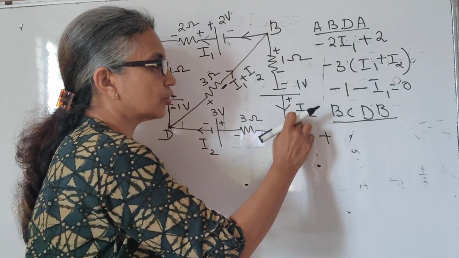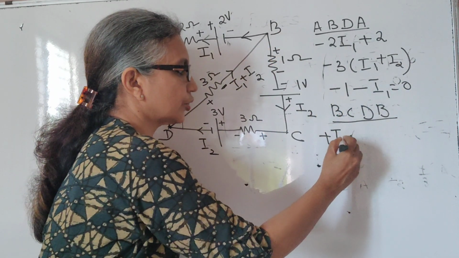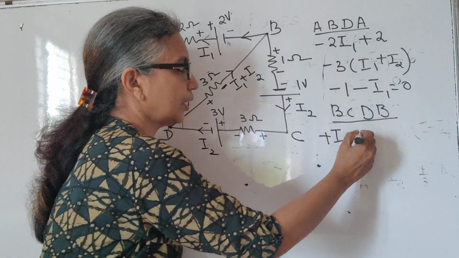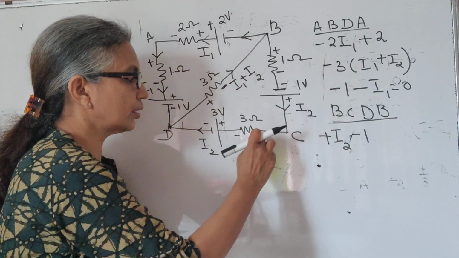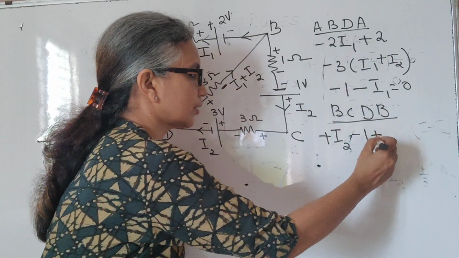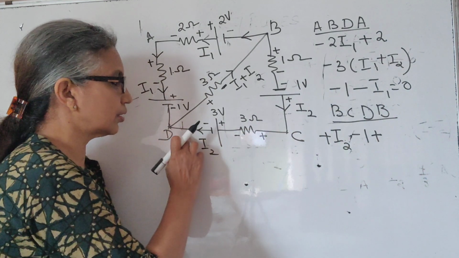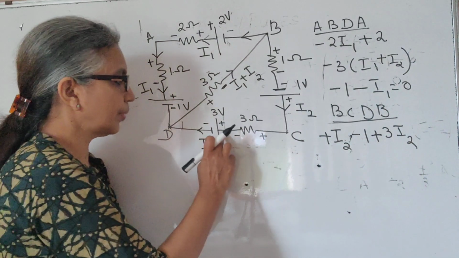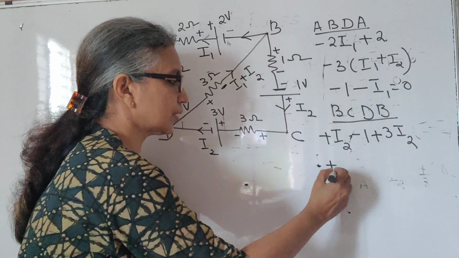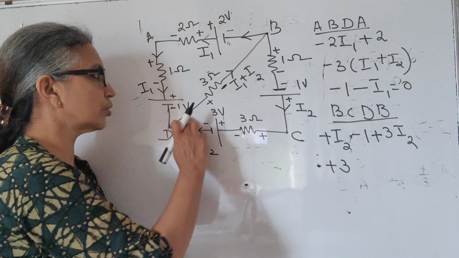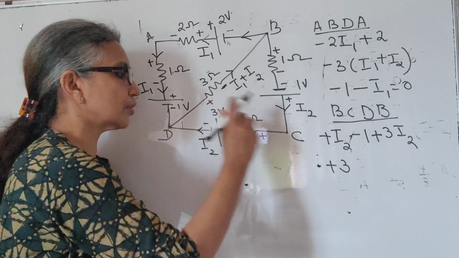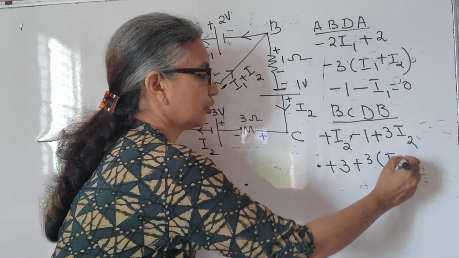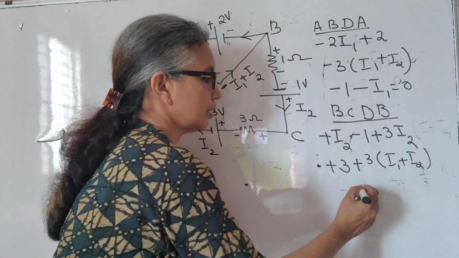The current here is I2. So 1 into I2 will be I2. Then I'm entering the negative of the cell here, so minus 1. Then I enter here through the positive, so that will be positive 3 into the current in this branch, which is I2. So that is 3 into I2. Then I'm entering through the positive of the cell, so plus 3. Then I'm going into this branch here, entering through the positive, so that will be plus 3 into I1 plus I2 should give me a 0.